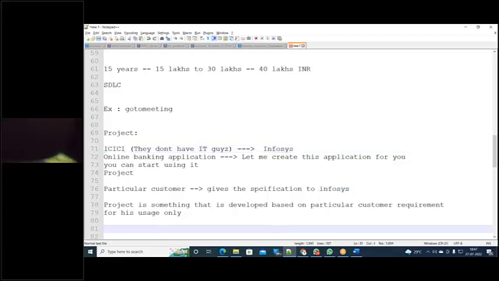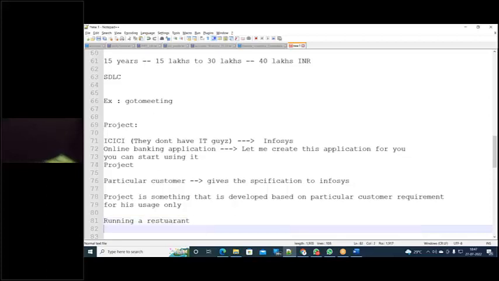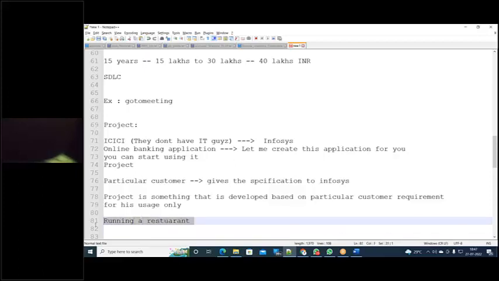ICICI is the client, or even in the world, whatever business you are doing, if somebody is giving you the money, they are the client. Let's say you're running a restaurant. Again, please ignore the spelling mistakes. You're running a restaurant, then somebody paying the money will become your client. I'm telling you guys, whoever is paying the money to you, it's as simple as that. They are the clients.